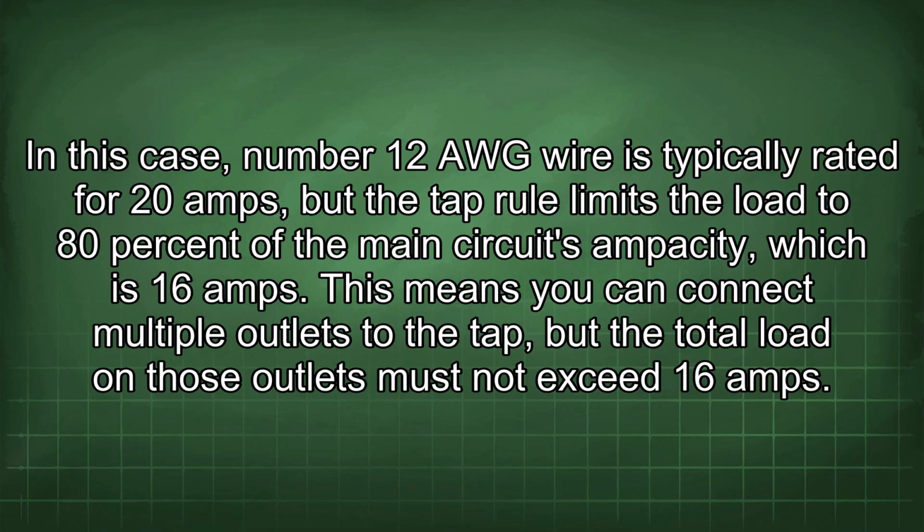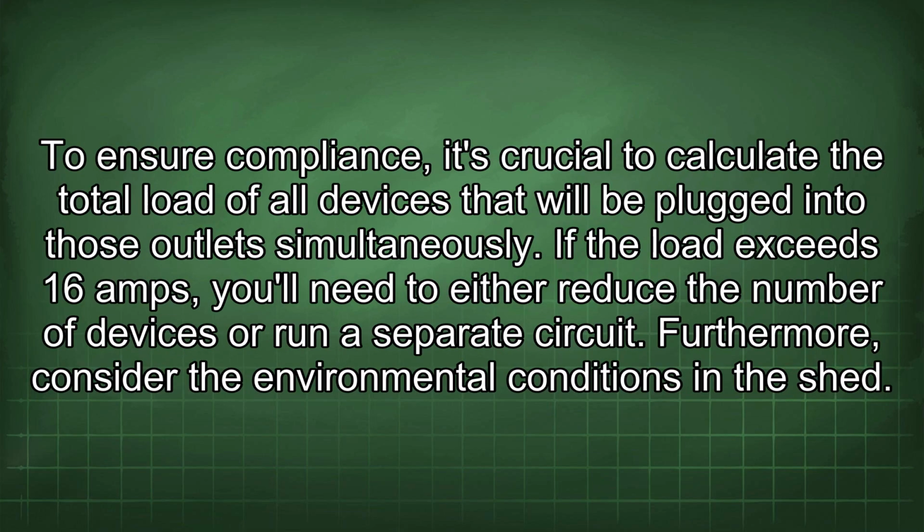This means you can connect multiple outlets to the tap, but the total load on those outlets must not exceed 16 amps. To ensure compliance, it's crucial to calculate the total load of all devices that will be plugged into those outlets simultaneously. If the load exceeds 16 amps, you'll need to either reduce the number of devices or run a separate circuit. Furthermore, consider the environmental conditions in the shed.